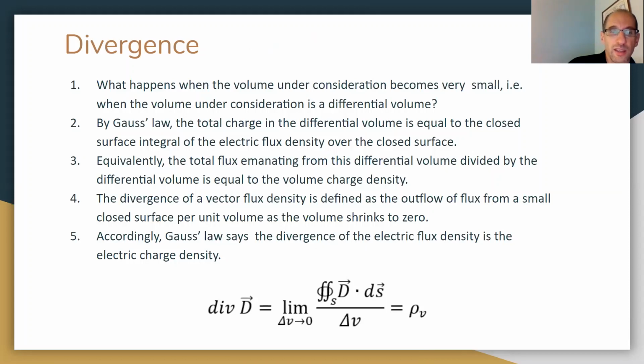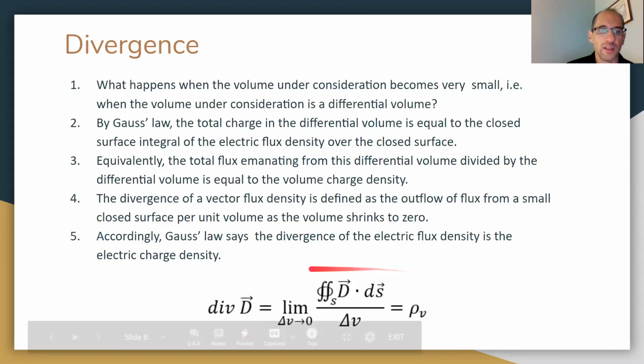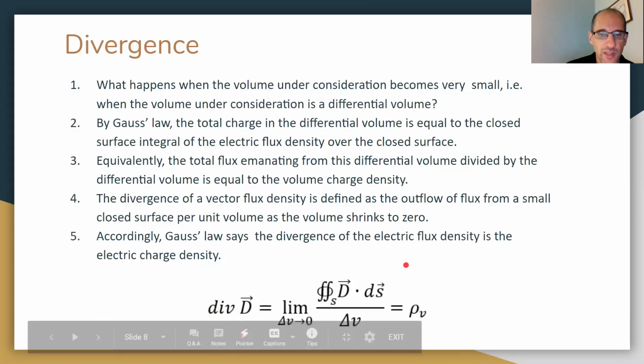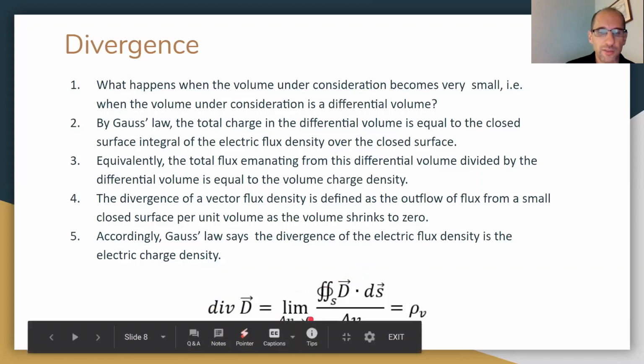So the divergence of a vector flux density is defined as the outflow of flux from a small closed surface per unit volume as the volume shrinks to 0. So Gauss's law says the divergence of the electric flux density is the electric charge density. Divergence is the key thing here. The definition of divergence is the limit as the differential volume shrinks to 0 of this closed surface integral of the electric flux density divided by the differential volume.